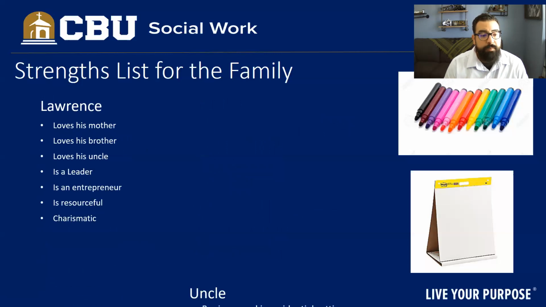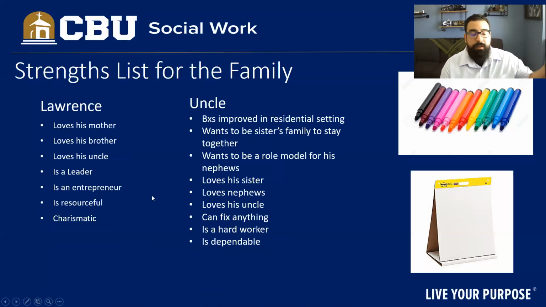Let's go with Lawrence's brother and his uncle. Lawrence, similar to Charlie, loves his mother, brother, and uncle. Lawrence is a leader, right? He's an influence on Charlie.